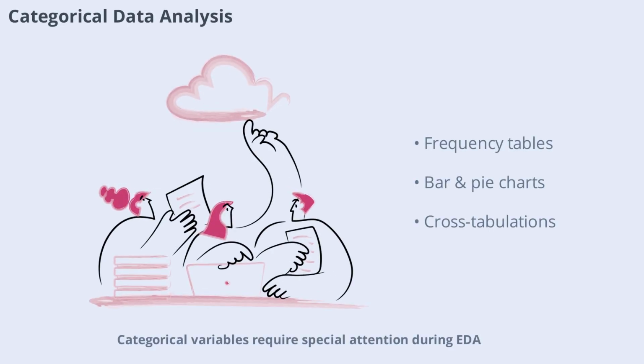Categorical variables require special attention during EDA. Techniques like frequency tables, bar charts, and pie charts help you understand the distribution of categories. You can also explore relationships between categorical variables using cross-tabulations or chi-square tests. Proper analysis of categorical data ensures you capture important patterns and avoid misinterpretation.